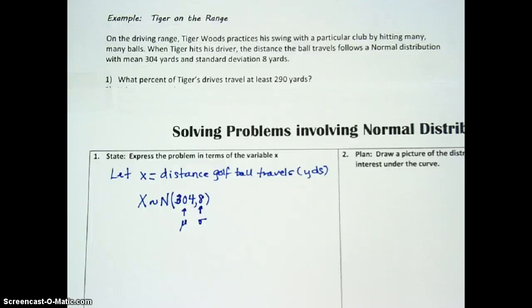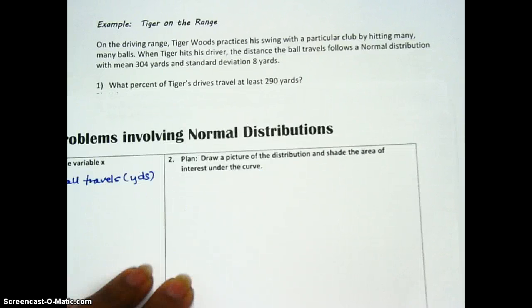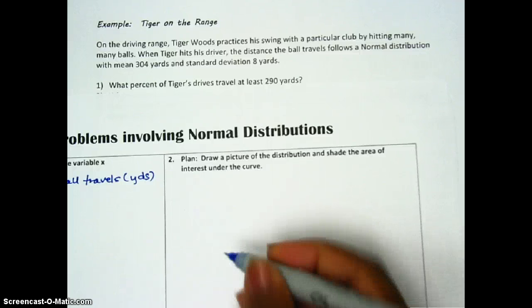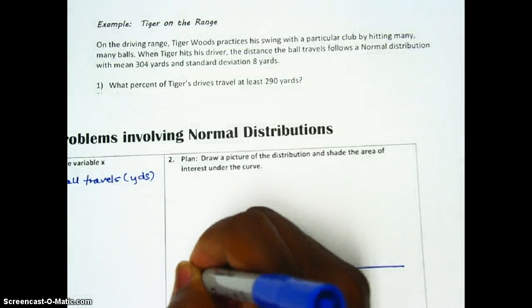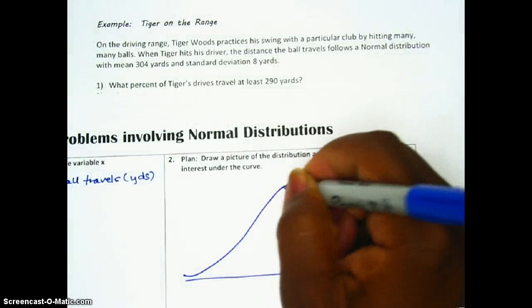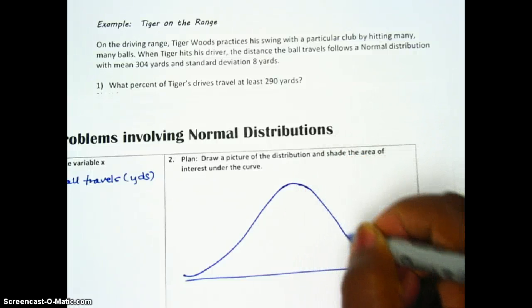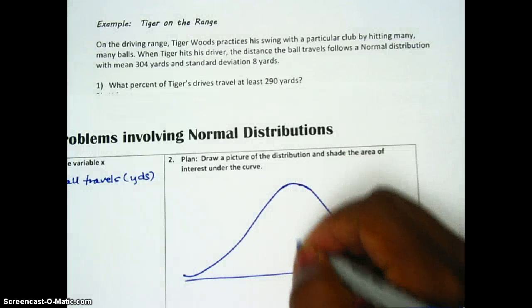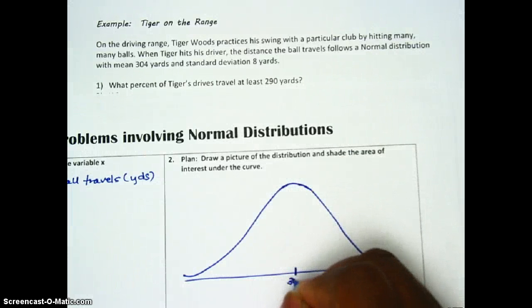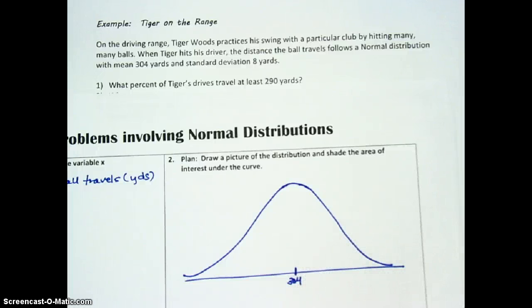Step 2 is the plan. We want to draw a picture of the distribution, complete with scaling the axis accurately by standard deviations, and we want to shade the area of interest under the curve. So here's how that will look. Setting up my horizontal axis, try and draw this curve as symmetrically as you can. You'll get better at it as you go. And then we'll scale it according to mean and standard deviation. The mean is 304. And the standard deviation is 8 units.